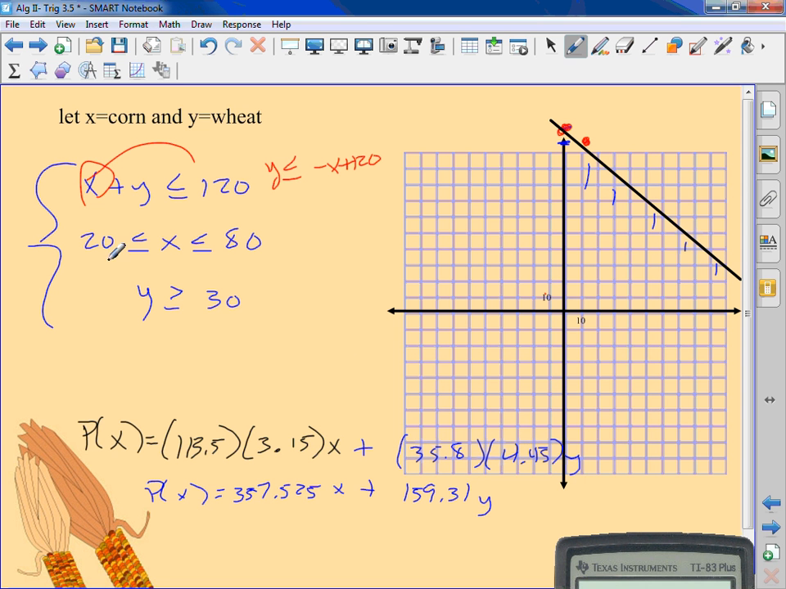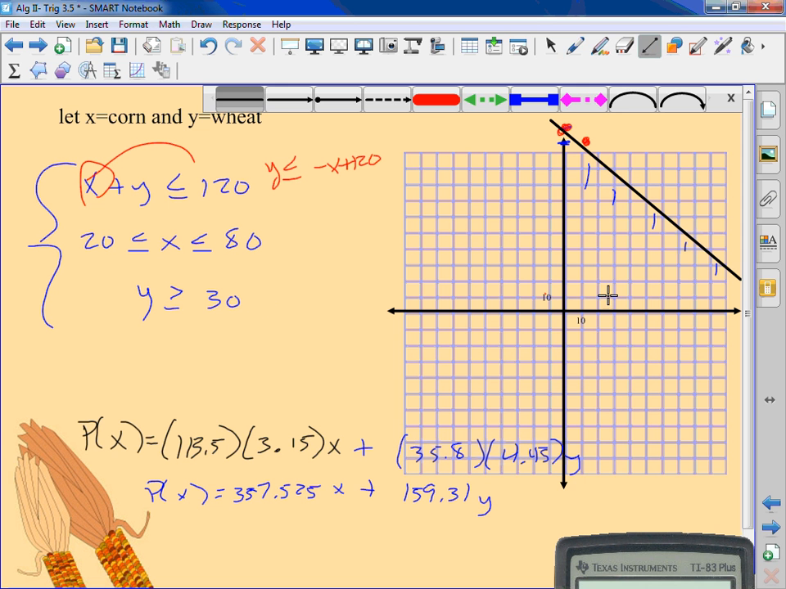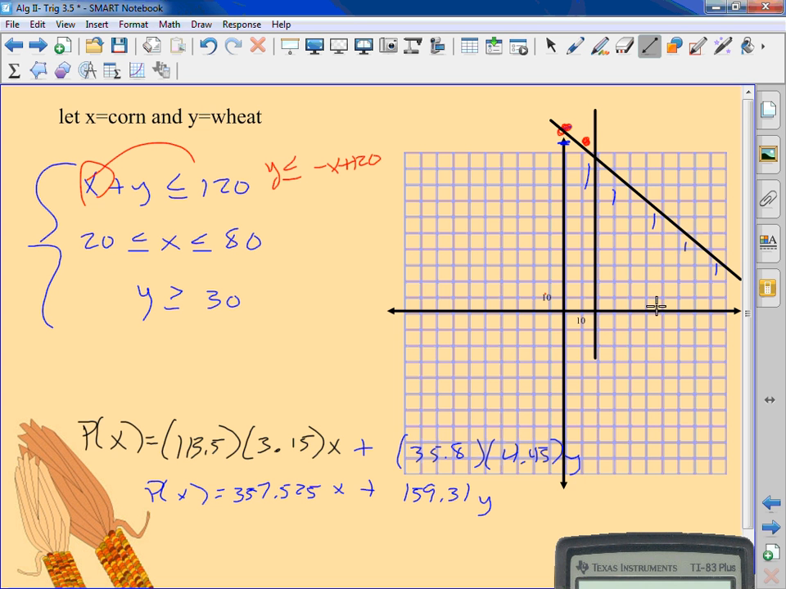For this second one, this says my x has to be in between 20 and 80. What type of lines are x's? Vertical lines. So it means I have a vertical line at 20 and at 30, 40, 50, 60, 70, 80. And it has to be in between these two. So draw a vertical line through 20 and a vertical line through 80.